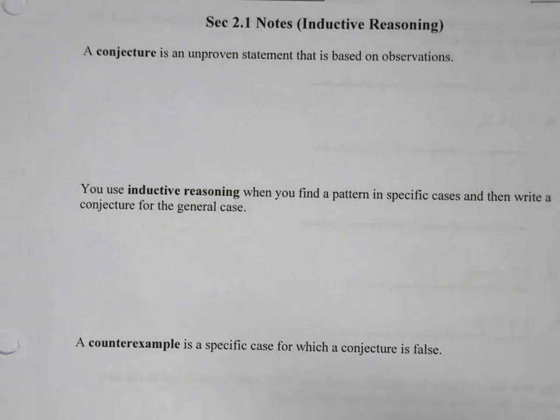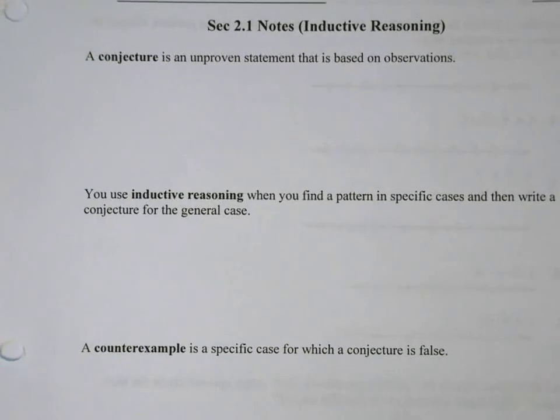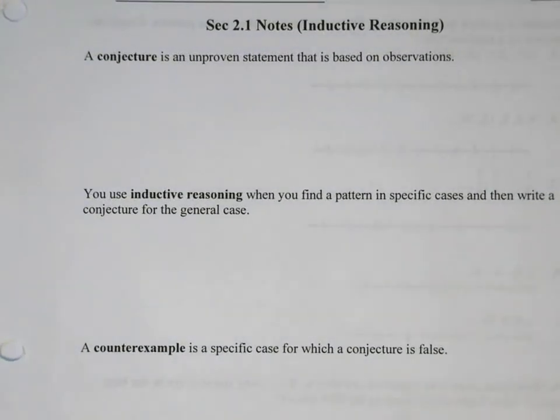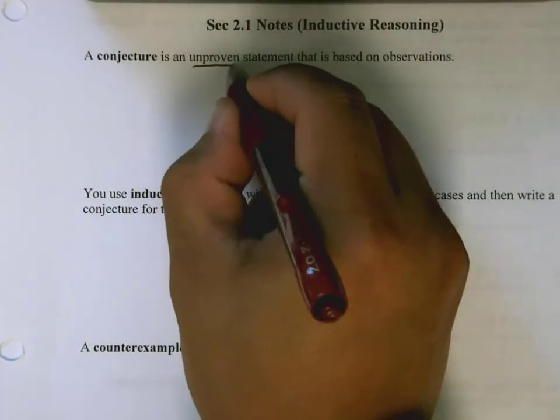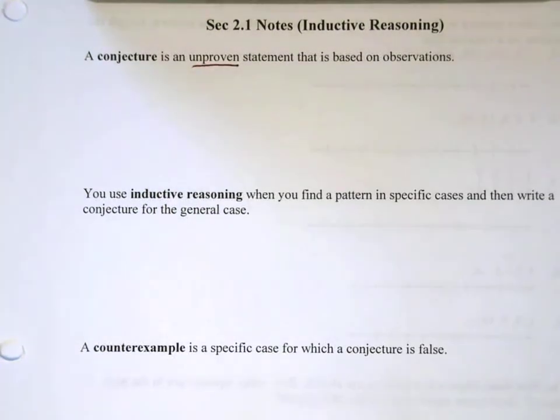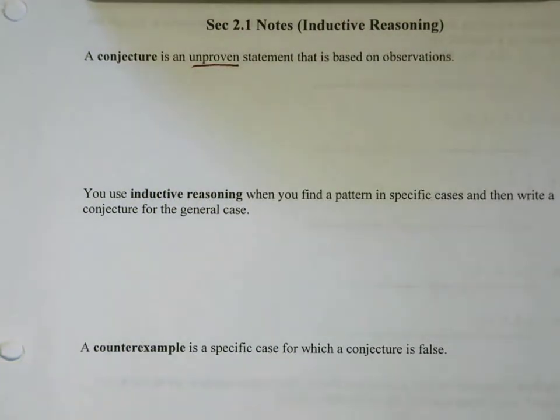Welcome to the lesson on inductive reasoning. Let's start with a good definition here. So our first definition is a conjecture, is an unproven statement, and one of the key words here is that it is an unproven statement that is based on observation. So we don't know for sure if it's true or not, but we can make a sort of an educated guess based on what we see.